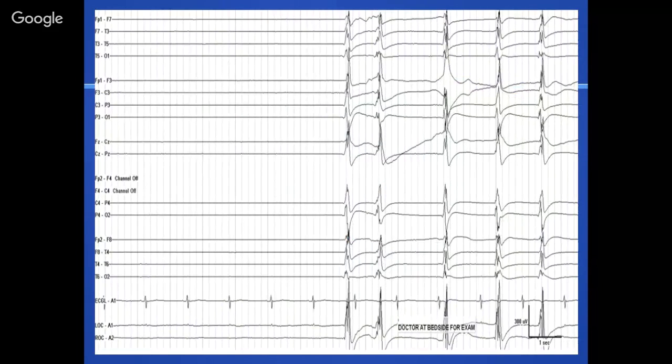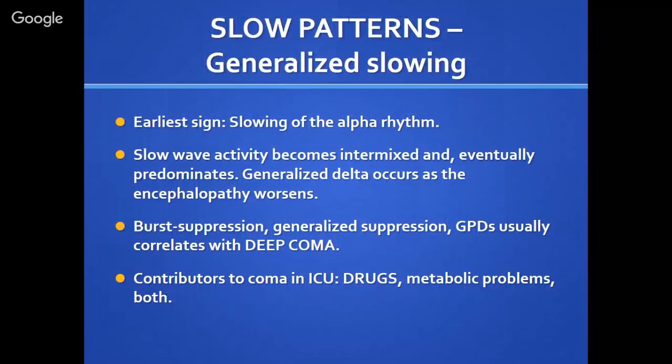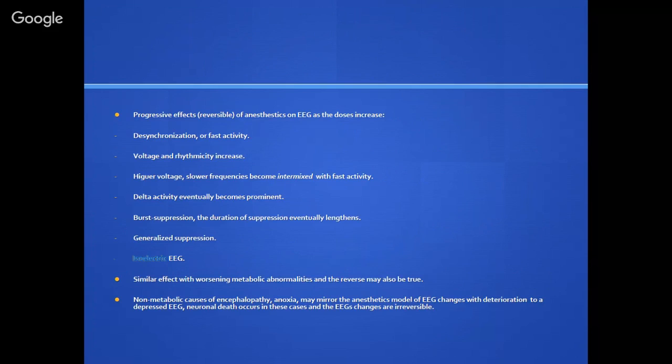All right, so these are generalized periodic discharges. So generalized slowing. This is basically what I've been saying already. Contributors: common ICU drugs, metabolic problems. This is very small. Progressive effects of reversible anesthetics on EEG as the doses increase.